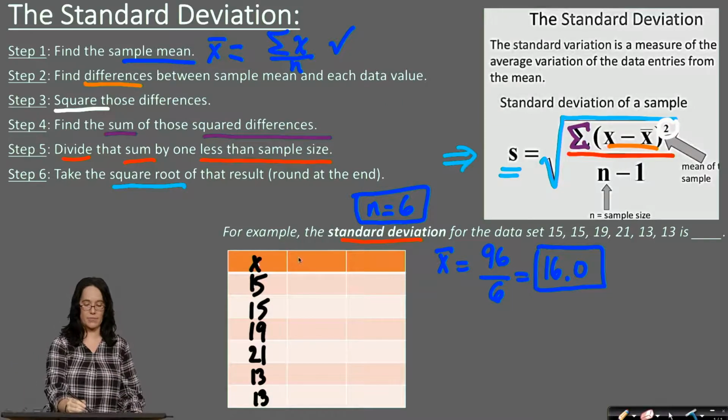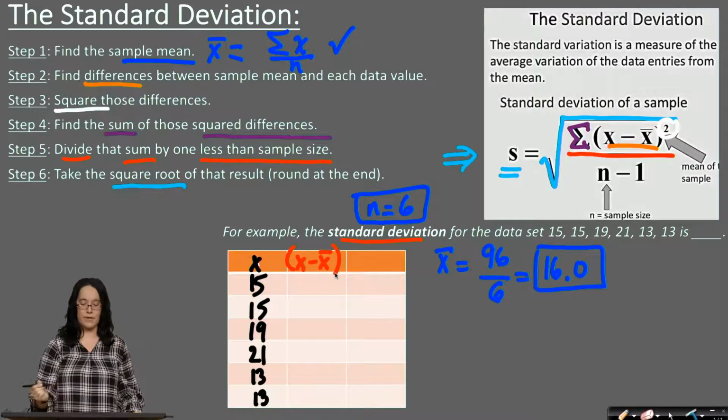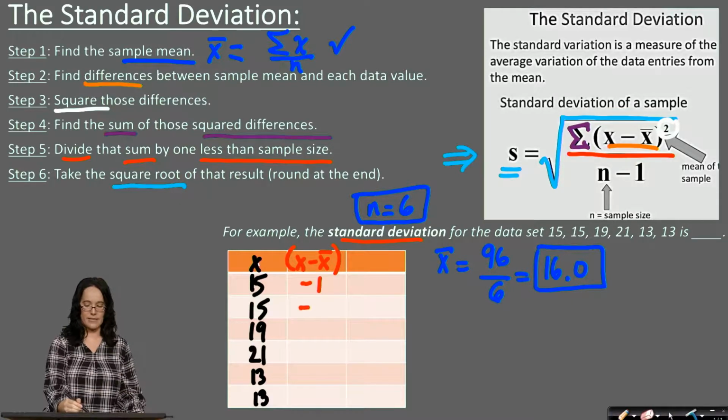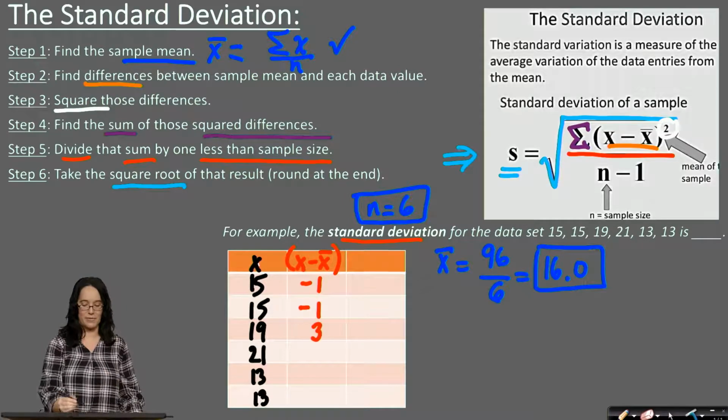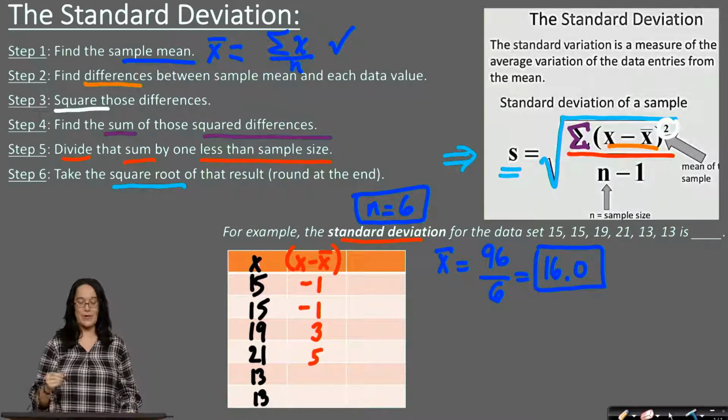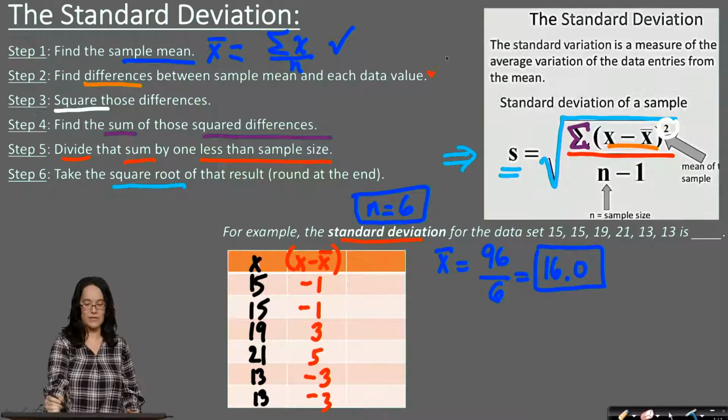So this is our next column here, x minus x bar. So how do we find those differences? Well, we take 15 minus the mean, 16. That's negative 1. Again, 15 minus 16 is negative 1. How about 19 minus 16? That's positive 3. How about 21 minus 16? That's what? Did you get 5? Good, positive 5. How about 13 minus 16? Did you get negative 3? And 13 minus 16 again, negative 3. Again, that's step 2. We found our differences.